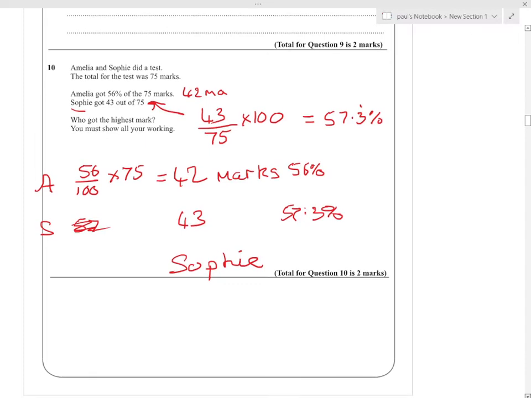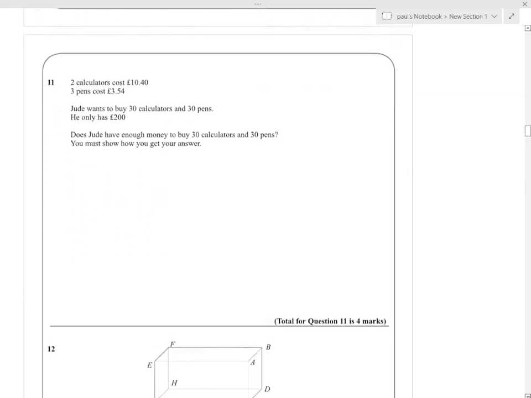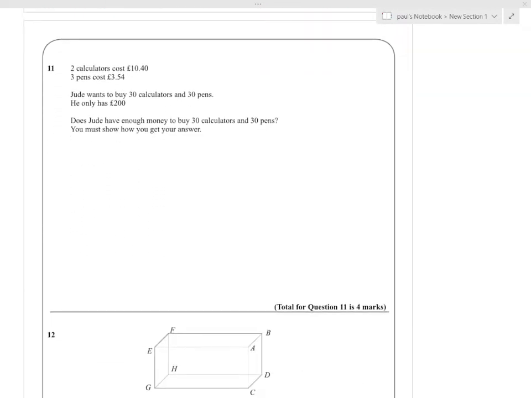Oh, right. So 2 ways to do that. What have we got to do now? Some pencils and pens. 2 calculators cost £10.40. 3 pens cost that. Judy wants to buy 30 calculators and 30 pens. And you only got £200. 200 quid on pens and calculators.